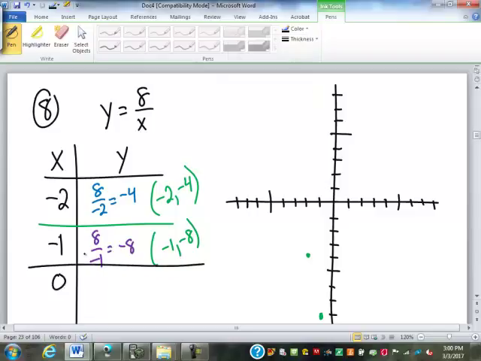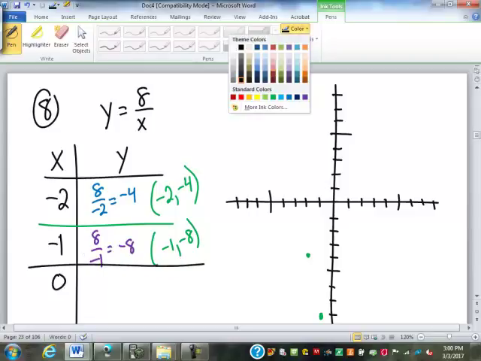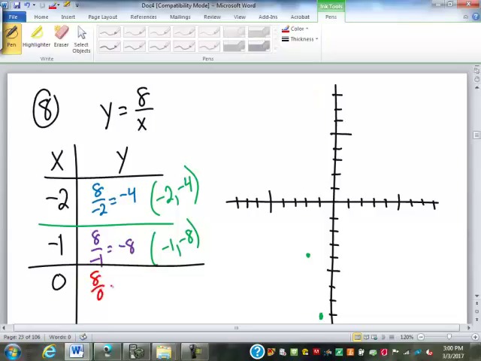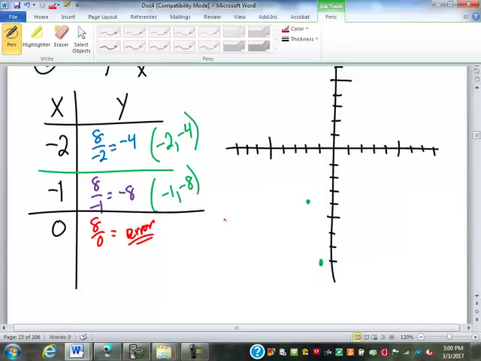When x is 0, y is going to be 8 divided by 0. What is 8 divided by 0? It's an error. It gives you an error. It's undefined. We cannot divide by 0. If we allow ourselves to divide by 0, some really strange things happen. So x can never equal 0. So let's keep going, and we'll come back and we'll address what do we do at 0 then.